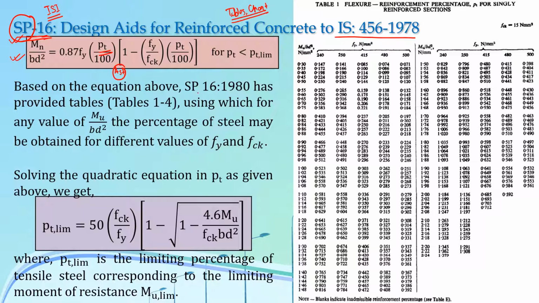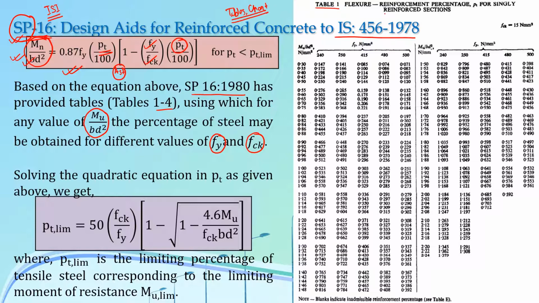So if you look at SP16 1980, there are 4 tables, table 1 to 4, which gives us the value of this Mn over Bd square. Or in SP16, it is represented as Mu over Bd square, the percentage of steel for different values of Fy and Fck. So using this formula here, different tables have been generated. For given value of Fy, Fck, Mu over Bd square, the percentage of steel has been calculated. I have included one such table for reference here.